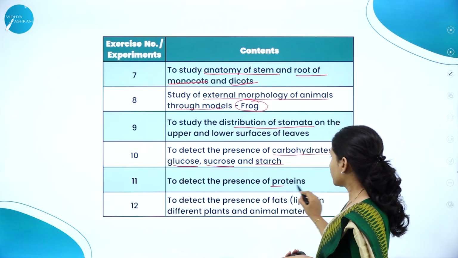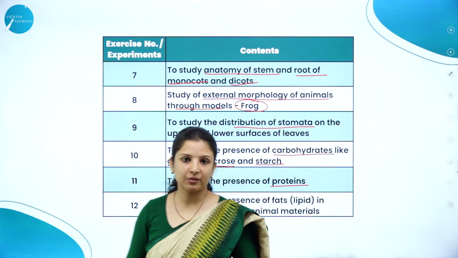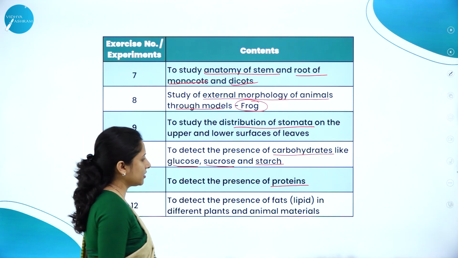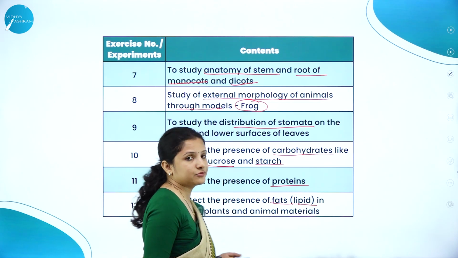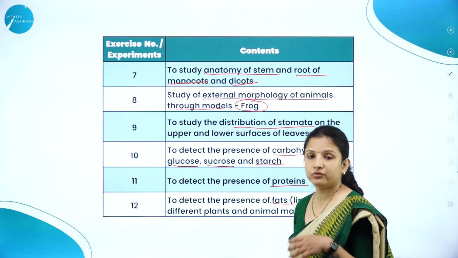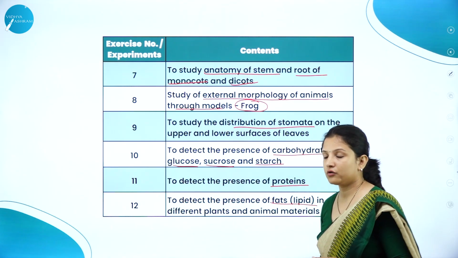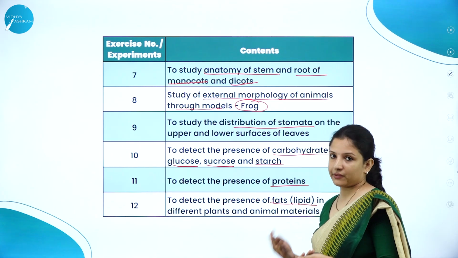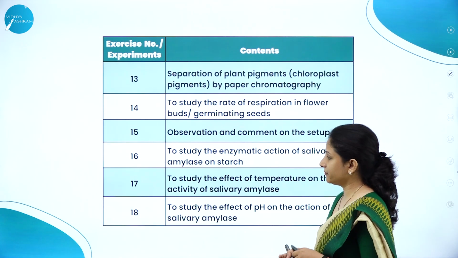Next is to detect proteins. Same way, this is also a biochemical experiment, that is experiment 11. Experiment 12 also is a biochemical experiment wherein we study the different types of fats, different animal tissues, whether fat is present or not, and also different plants and animal tissues, whether lipids or fat is present there or not, under experiment 12.